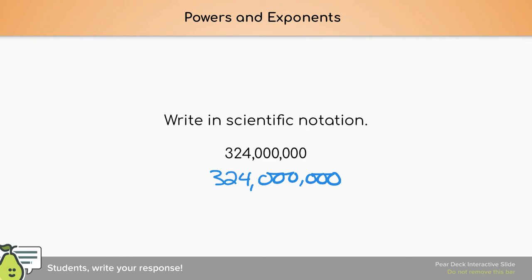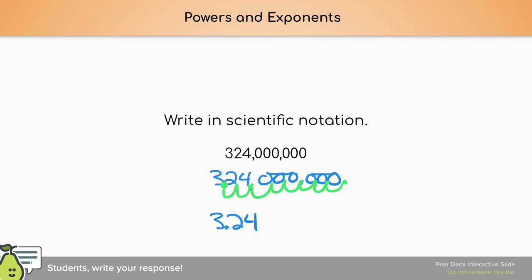The decimal is going to start in back of the ones place, and we're going to count our jumps: 1, 2, 3, 4, 5, 6, 7, and 8. That gives us 3.24, or 3 and 24 hundredths. And as we can see, this number is at least 1, but it's less than 10.